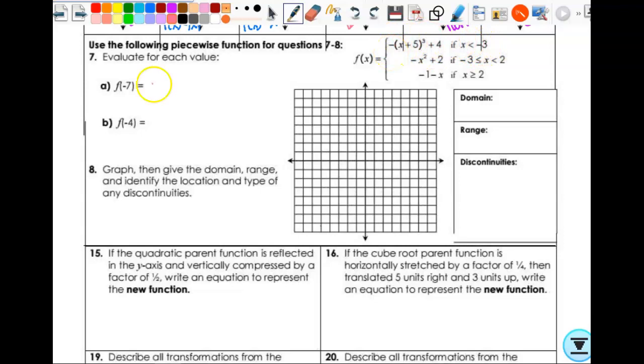it in right here. So I'm going to have negative, and then negative 7 plus 5, cubed, plus 4. All right, so negative 7 plus 5 is negative 2. So I get negative 2 cubed plus 4. Negative 2 cubed is negative 8. Negative 8 made negative is positive 8. So 8 plus 4, I get f of negative 7 equals 12.